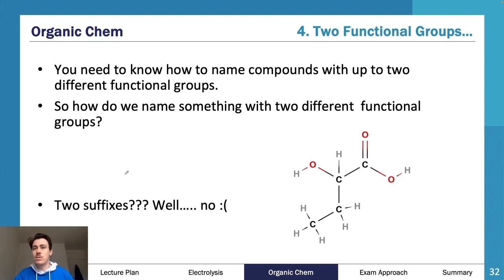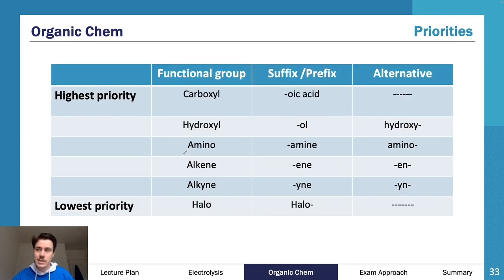So how do we name something with 2 different functional groups? You can't do 2 suffixes. As I said, you need to know your priorities. Now, this lacks your alkyl groups. Your alkyl groups fall in between here, but it's not really a big deal because alkyl groups usually try and keep them separate, but nonetheless. This is your priority table.